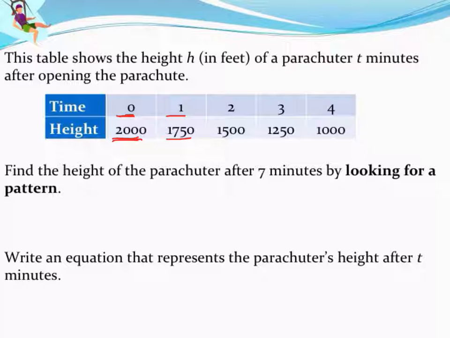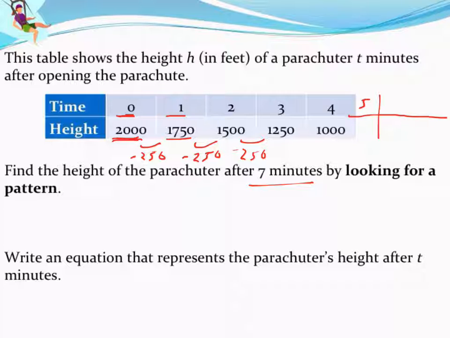So I'm asked to find what her height is going to be after 7 minutes, and they suggest looking for a pattern. It's a fairly easy pattern to find. If I'm looking at her heights, I'm noticing that each time a minute passes, she's decreased her altitude by 250 feet. So one thing I could do if I wanted to really easily answer that question is I could just extend the chart. So let's go ahead and do that.